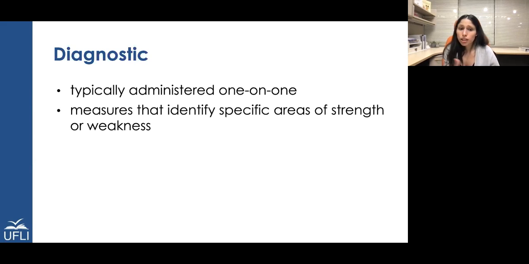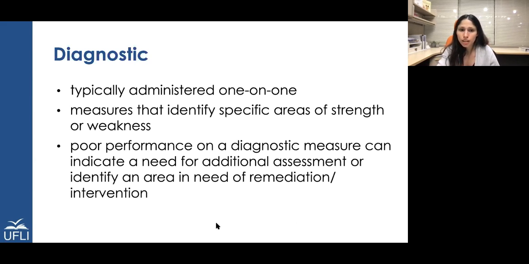Again, these measures will help you identify not just areas of weakness or areas of need, but also strengths. We know as teachers, we want to utilize the strengths that students have academically. By doing these more in-depth assessments, we're able to learn those things about students too. But poor performance on these types of measures either indicates a need for additional assessment or helps you pinpoint specific areas of remediation or intervention, which when we're thinking about small group is really helpful information to have, especially for students who are having significant difficulties with their instruction.